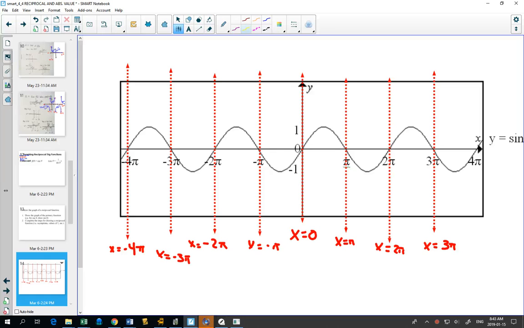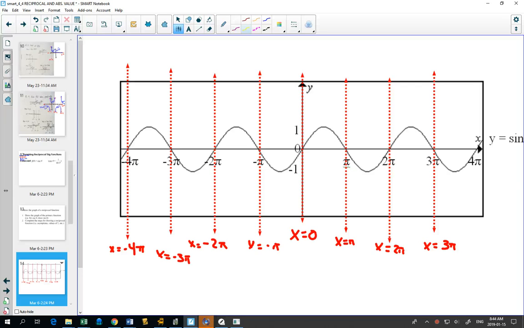Will we have a horizontal asymptote at y equals 0? No. The graph does not go up forever. It goes on forever to the right, but the highest it ever gets is 1. The lowest it ever gets is negative 1. Nice points.